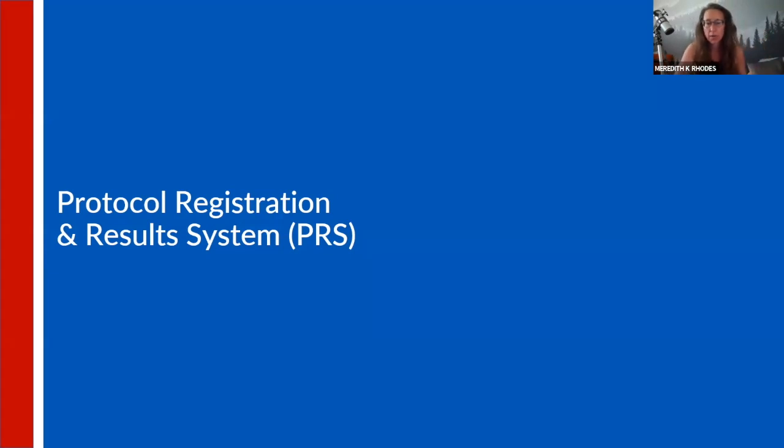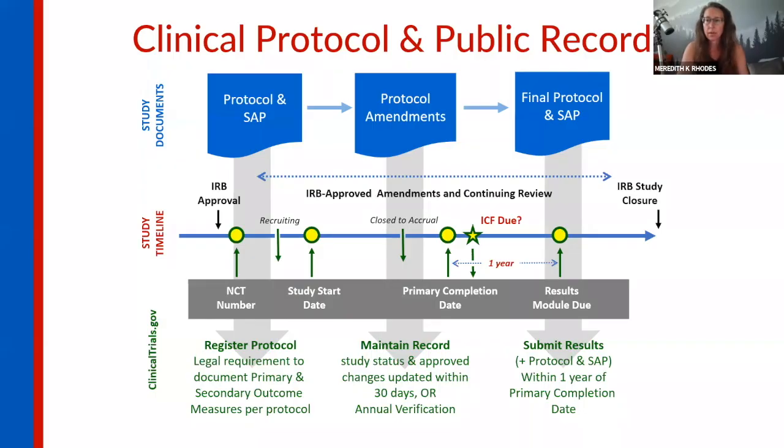I am going to move forward and talk a little bit about what our CT.gov service at the university does, and a little bit more about the process for registering, maintaining, and reporting results to CT.gov. CT.gov or ClinicalTrials.gov is the public site. The protocol registration and results system is the interface that we use to make updates to the public site, to register and make updates and report results. So there's actually two websites, CT.gov and the PRS site.